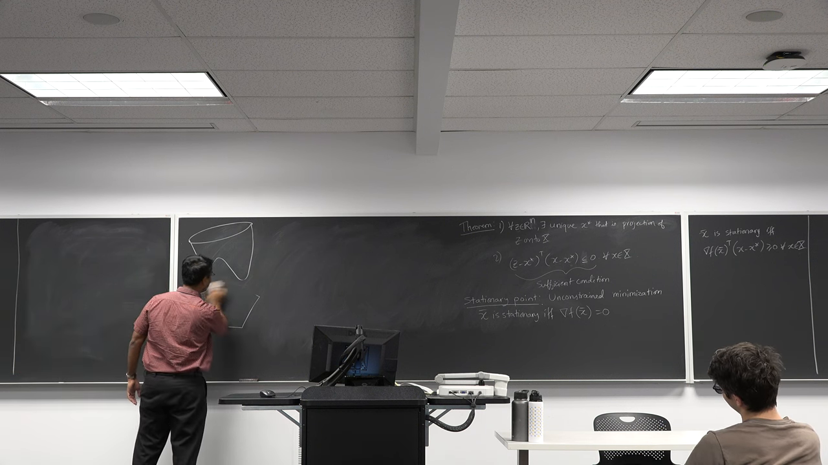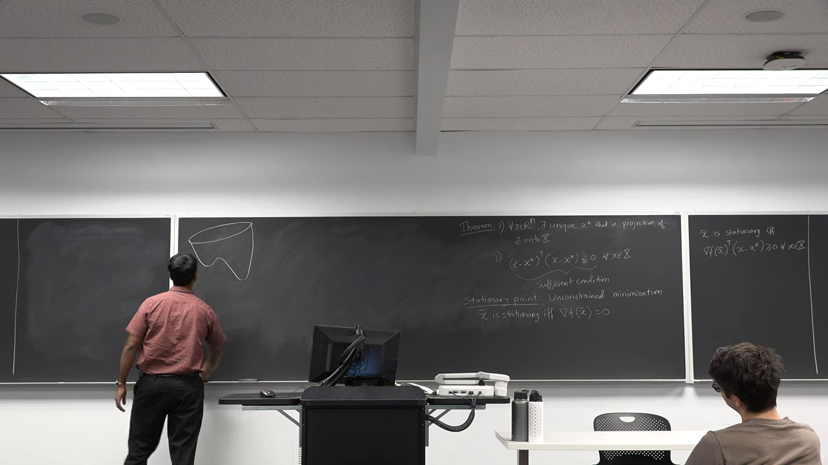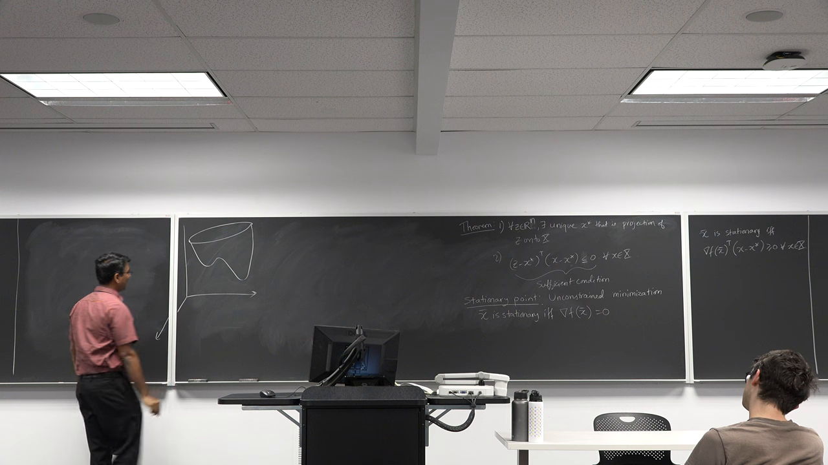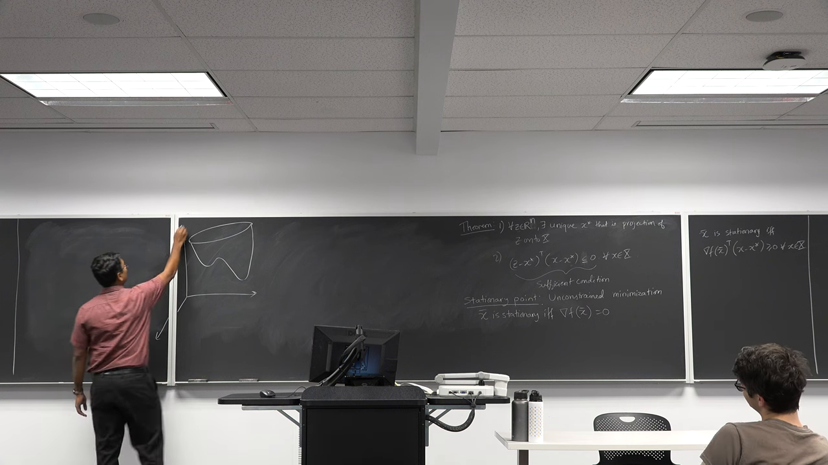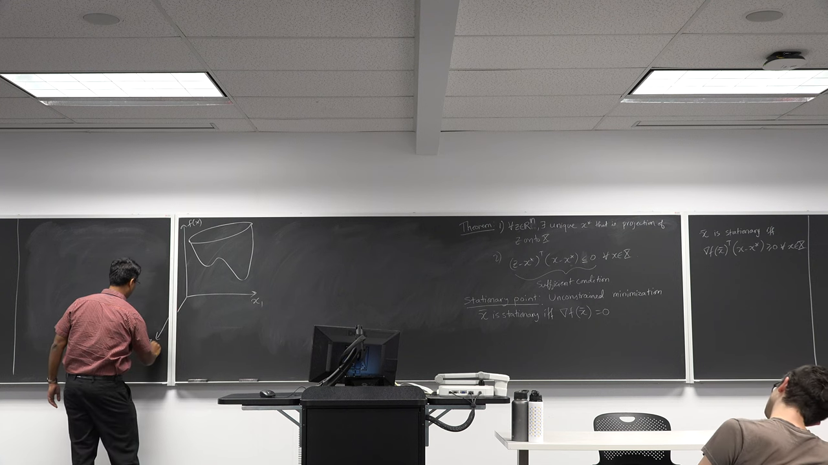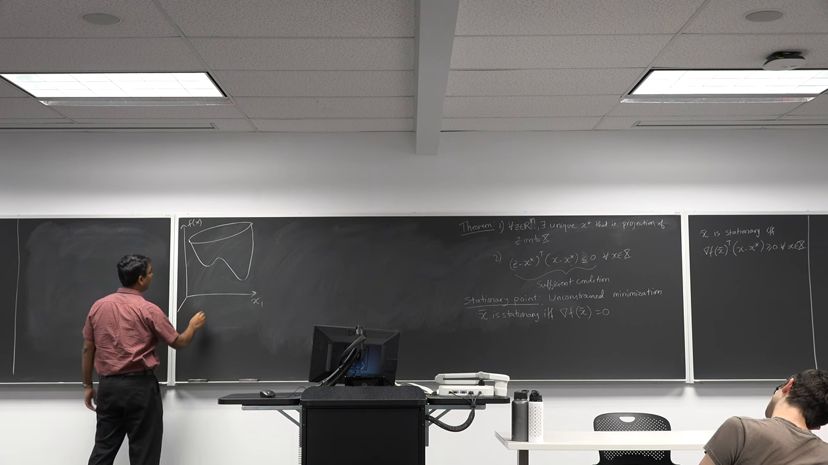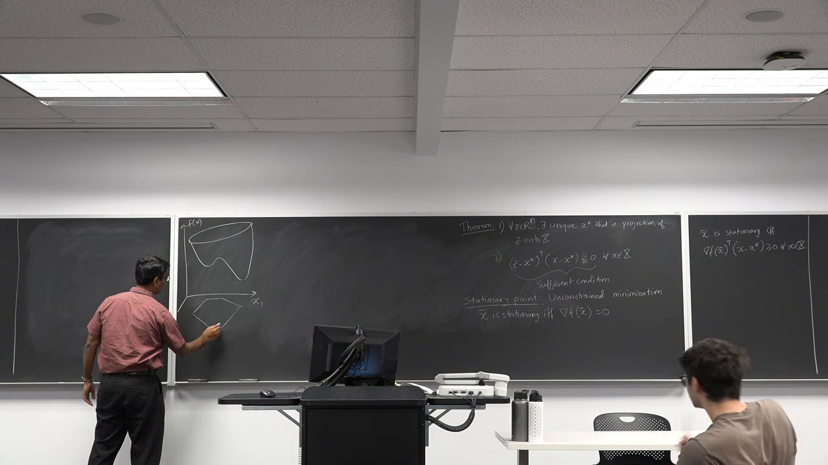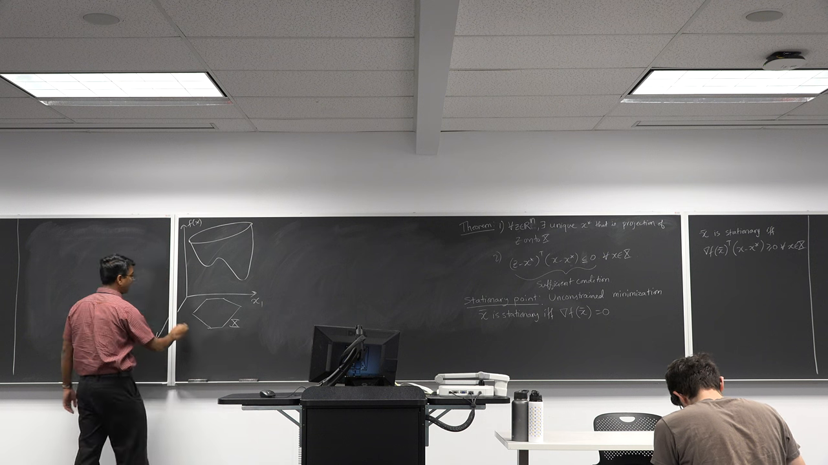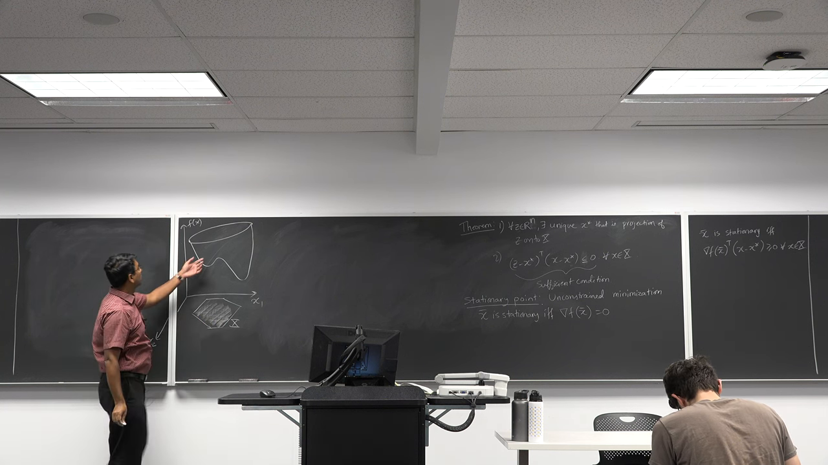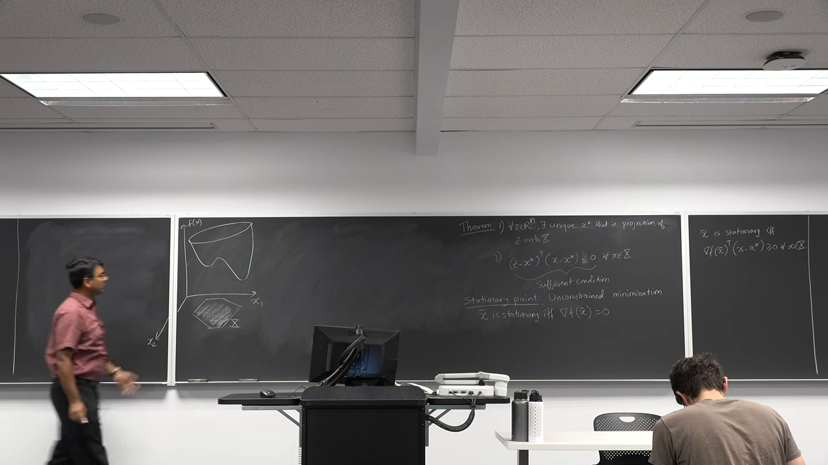Okay, here is what I will do. This is my space. This is my f of x, this is x1, this is x2, and I want to draw the set. So this is my convex set capital X in the x1, x2 plane. And I want to minimize this function over this particular set.